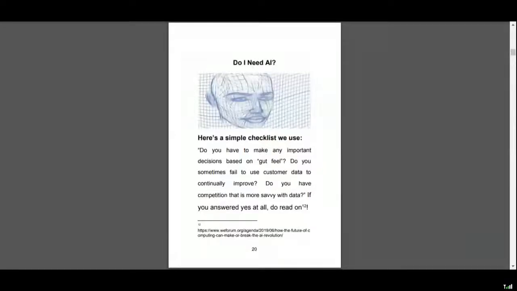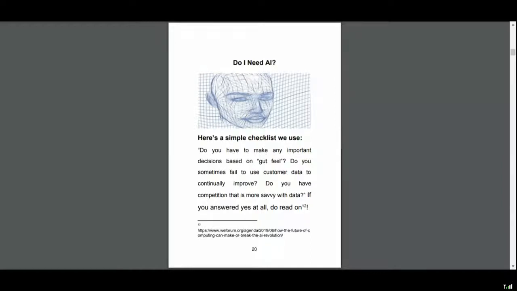Some of the questions that help us understand if today's AI is relevant to our current business intelligence processes is, do we or do our colleagues have to make decisions based on gut feel? Talk to the board of most companies, and if they're honest, they'll admit they do. Secondly, do our clients sometimes fail to use customer data to continually improve? Yes, of course we do. We often work with tiny segments of our total available data set for all sorts of legacy issues.